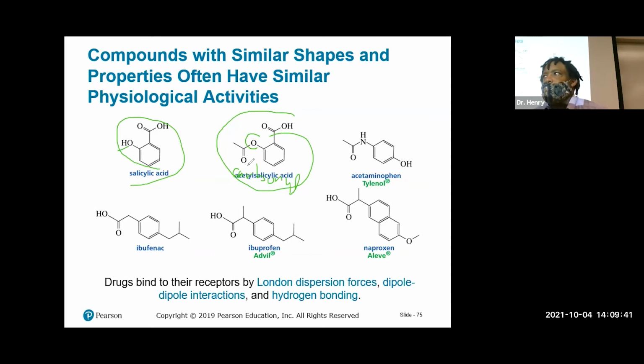This here is an ester as well. So we have an ester attached to it, the O carbonyl double bond, where it's attached to another.